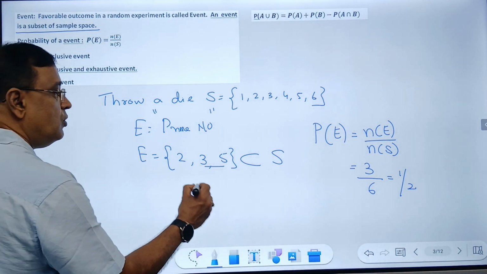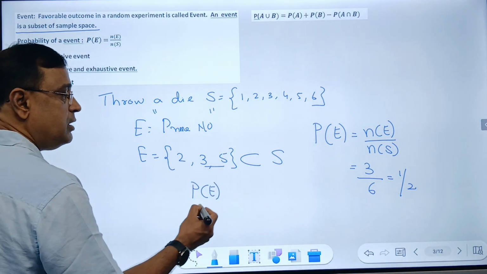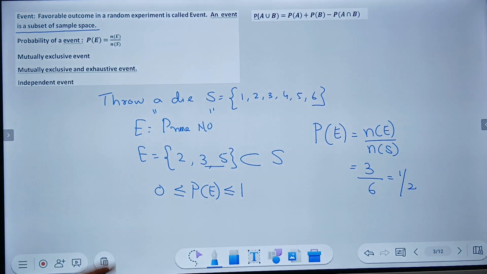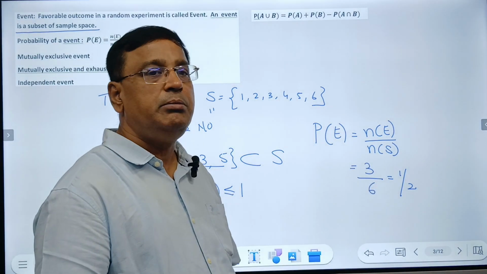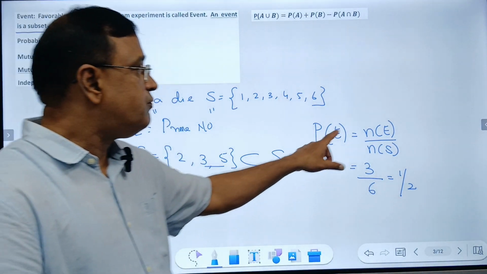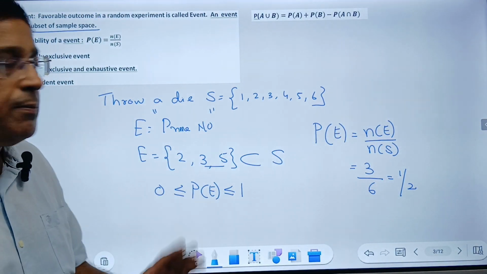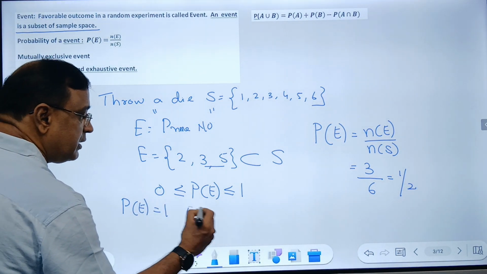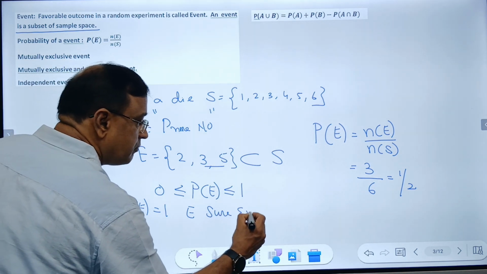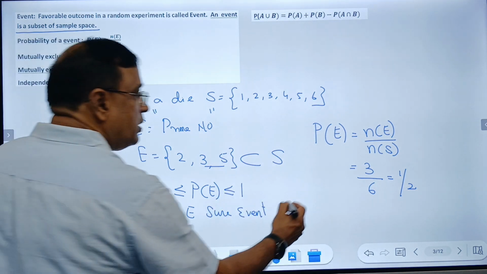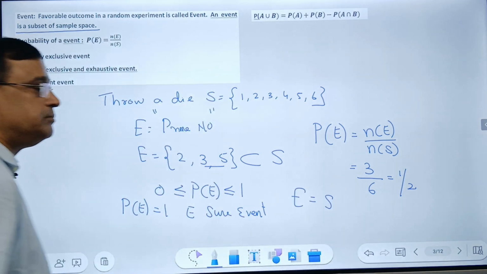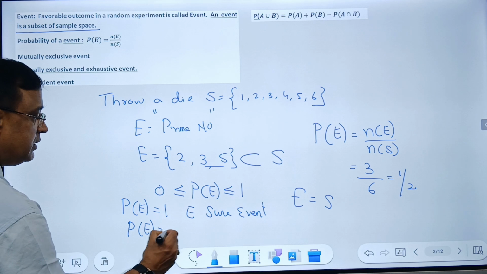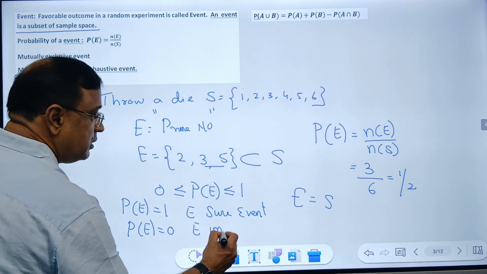Also, you should know probability is a number which lies between 0 and +1, because the denominator is going to be bigger than the numerator, so the fraction will always be at most 1. Suppose the probability of an event is 1, you call that event a sure event. Why is it called a sure event? Because your E is nothing but the sample space. Suppose the probability of an event is 0, E is an impossible event.